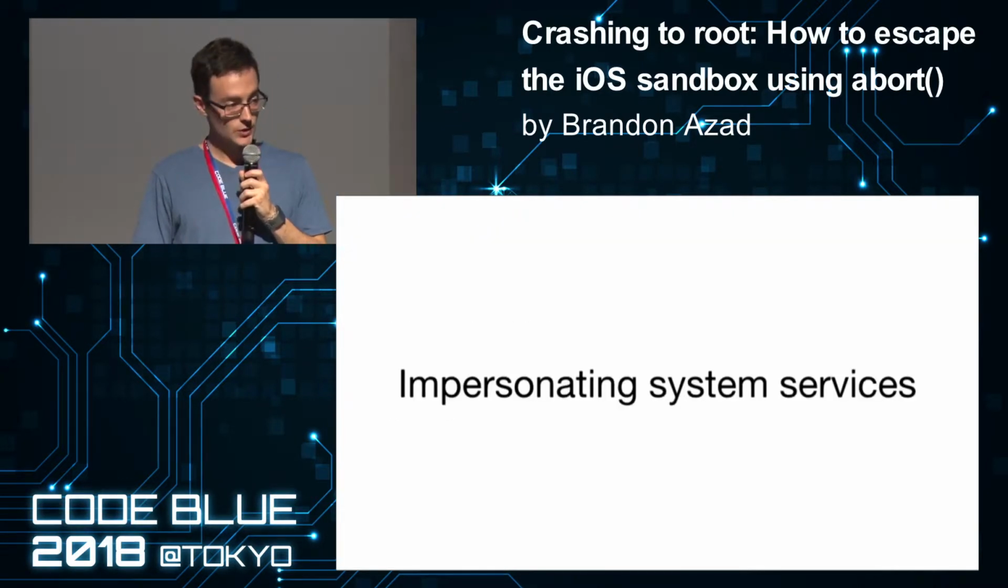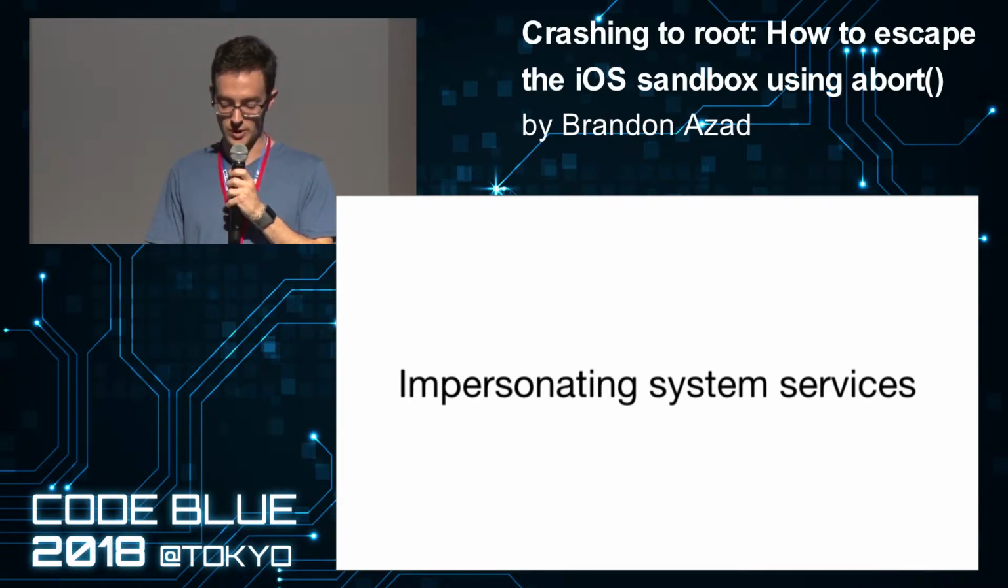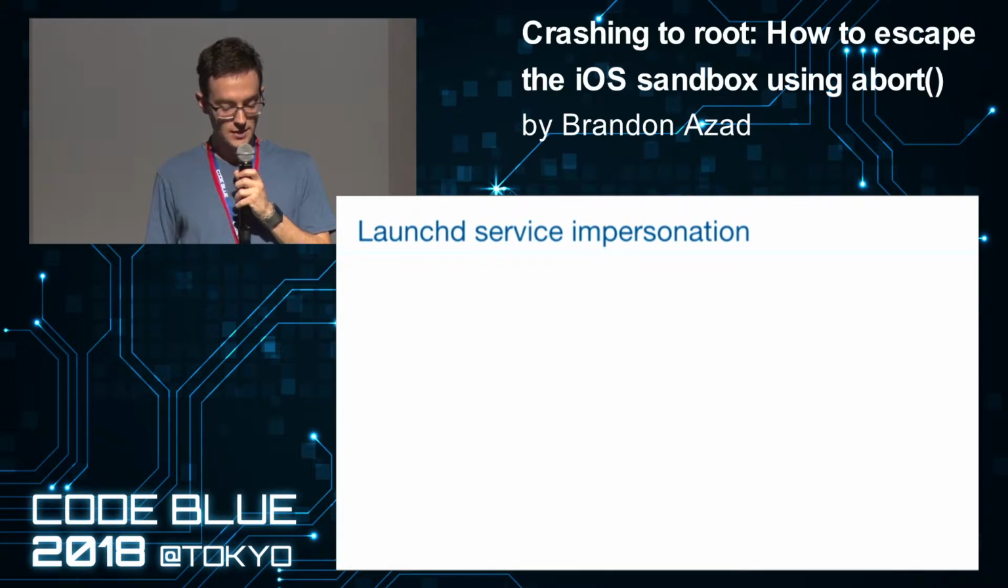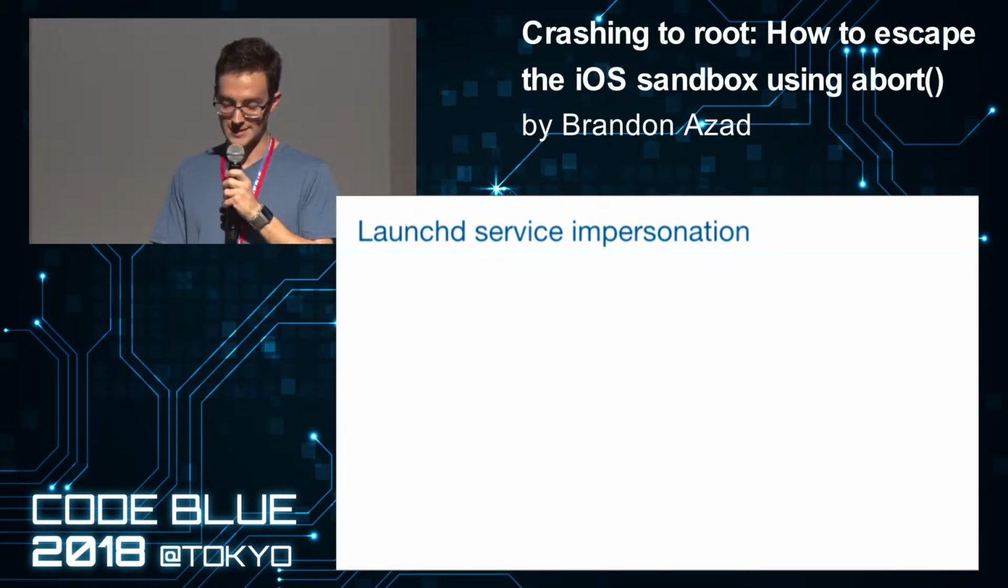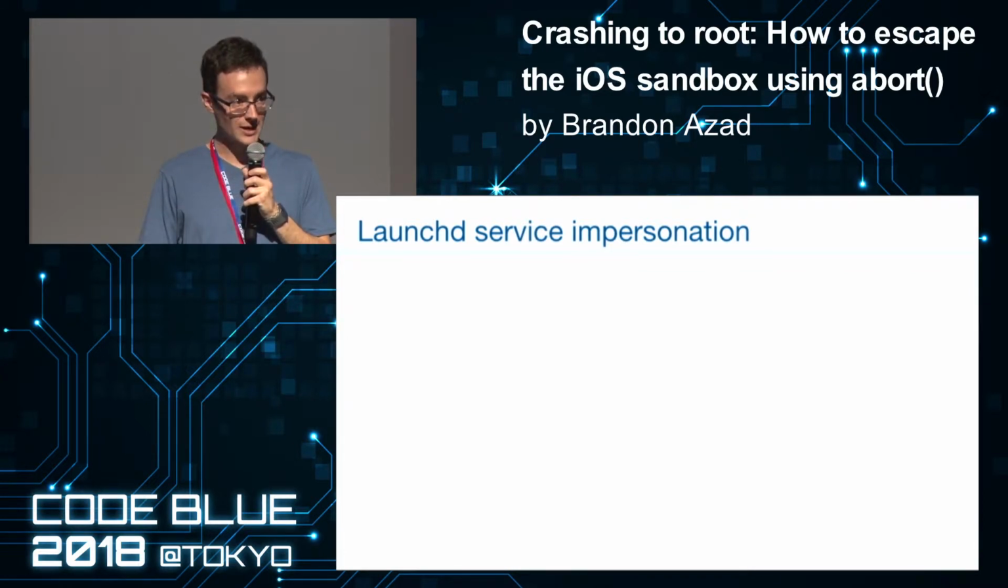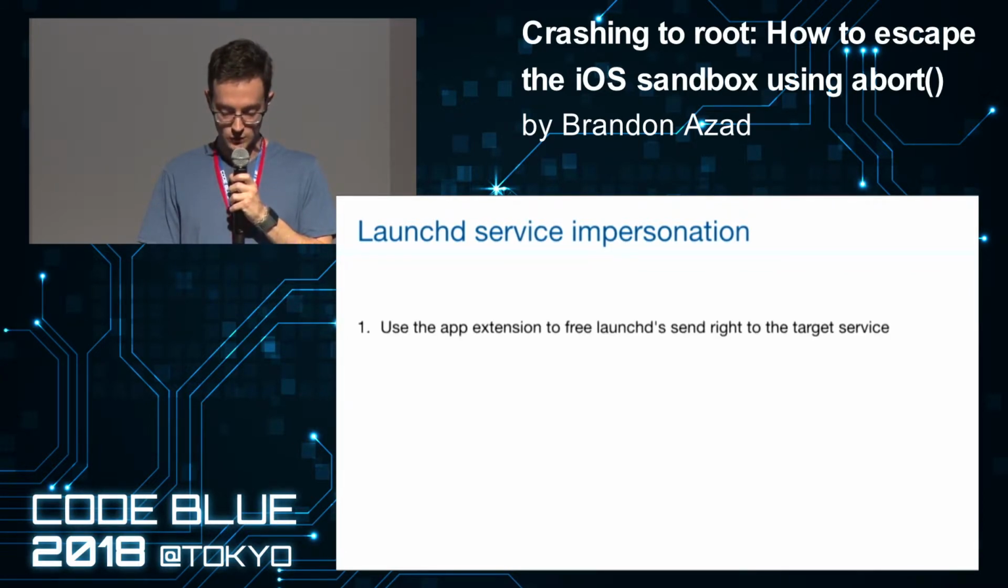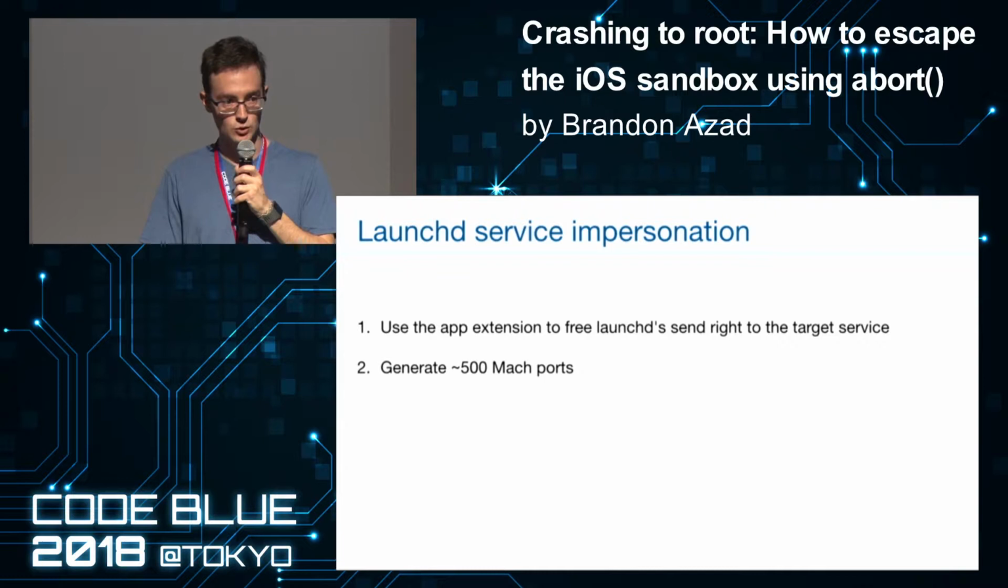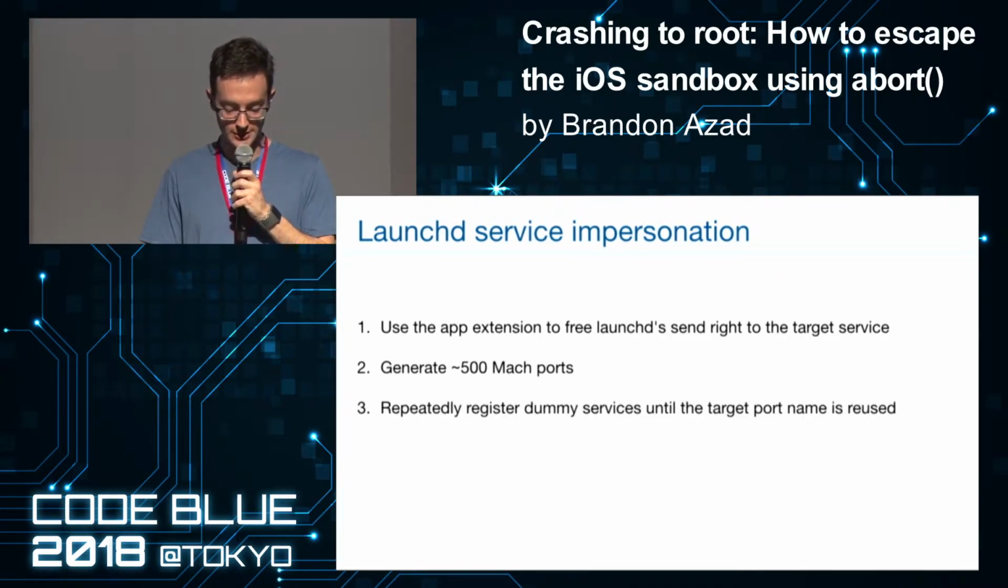So, let's look at the first challenge, how to use this port-freeing primitive to impersonate system services. Let's say that we're trying to impersonate some target service, so that when a new process starts up and tries to connect to this target, launchd will connect them with us instead. First, we'll use the app extension to free launchd's send right to the target. Next, we generate about 500 Mach ports. Then, we use those ports to repeatedly register dummy services in launchd until the old target port name gets reused.